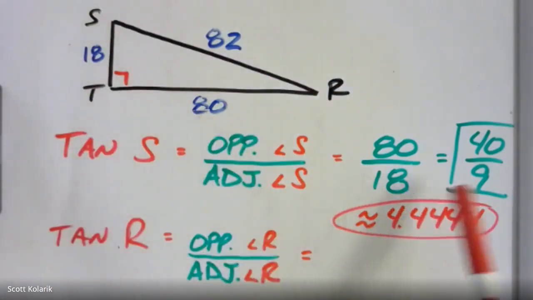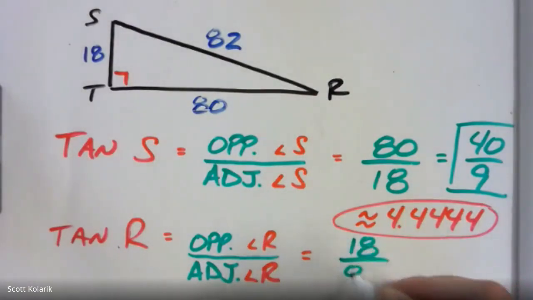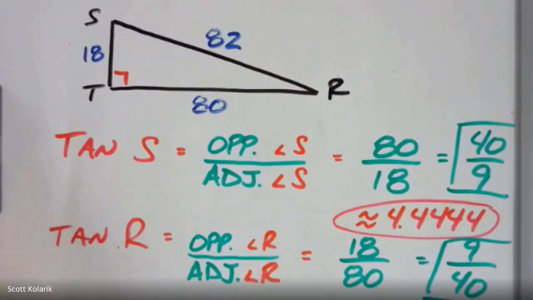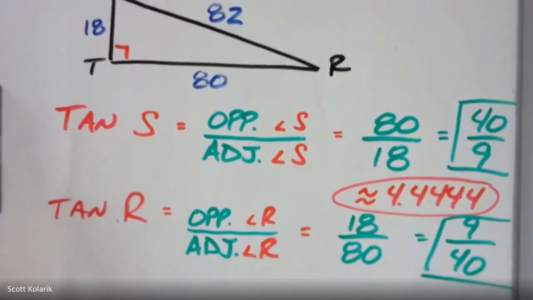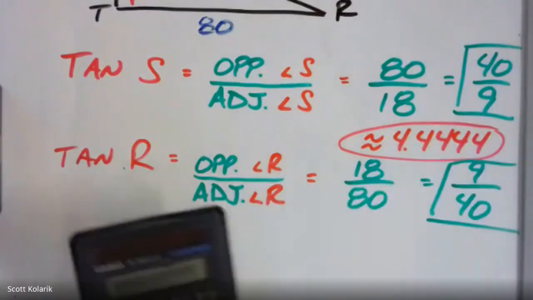So really it's just going to take the reciprocal of this fraction. Let's finish that out. In this case, it's going to end up as 18 over 80. That would reduce with 2 going on top and bottom to give me 9 over 40. And this is actually the signature of the trigonometric ratios: if I swap the angle, I'm going to end up with the reciprocal essentially.